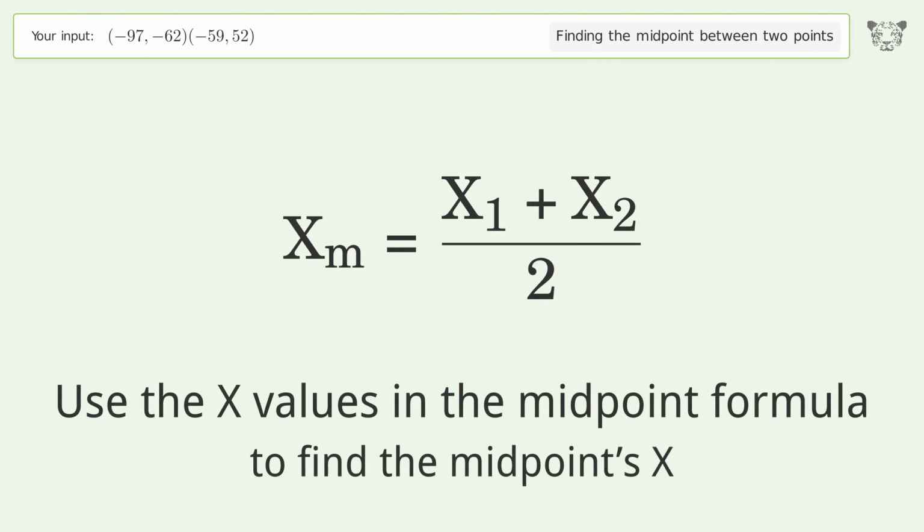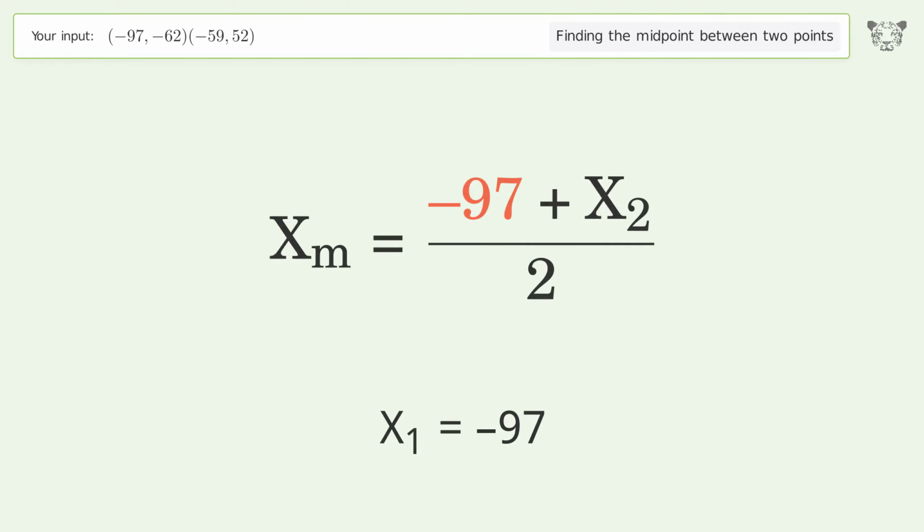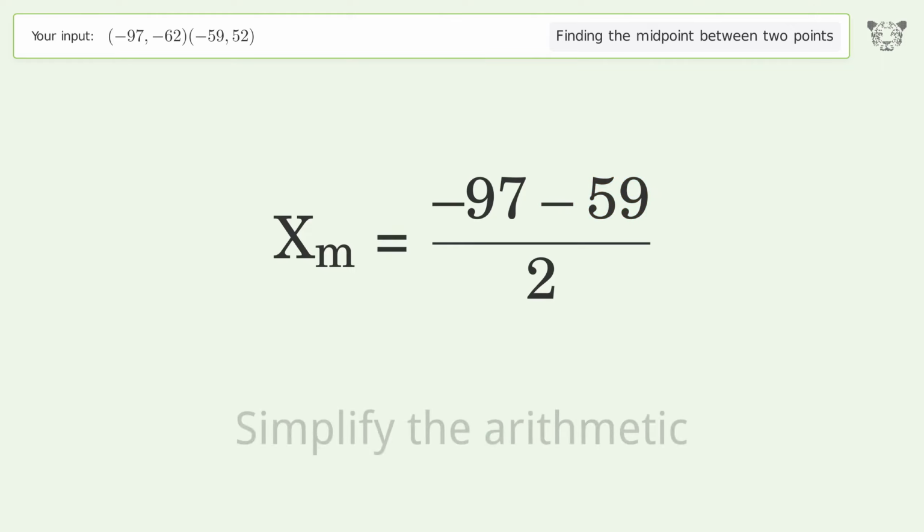Use the x values in the midpoint formula to find the midpoint's x. x1 equals -97. x2 equals -59. Simplify the arithmetic.